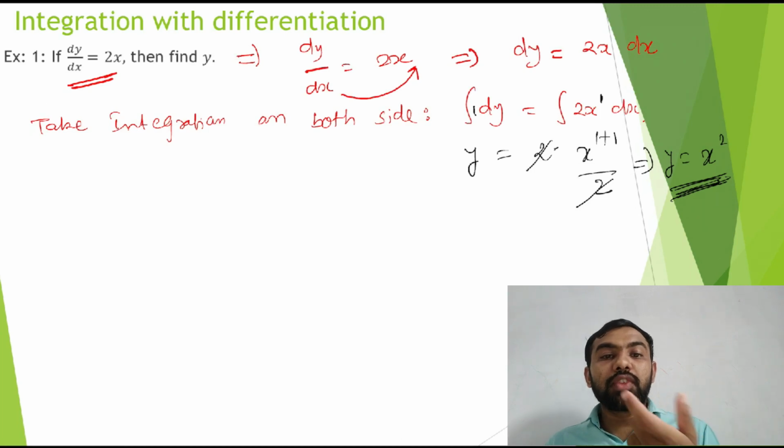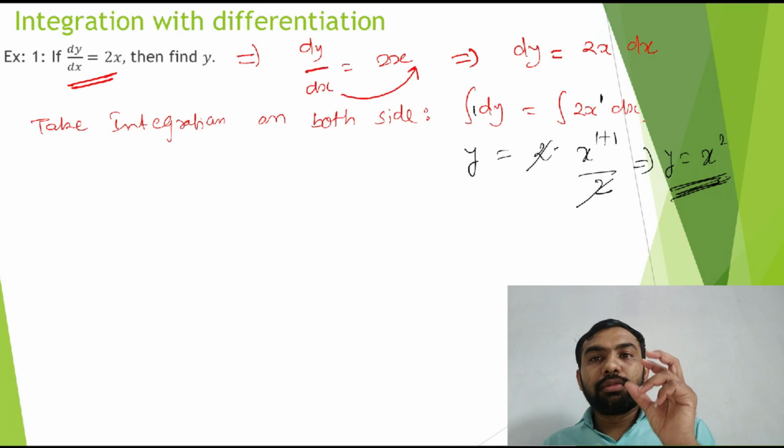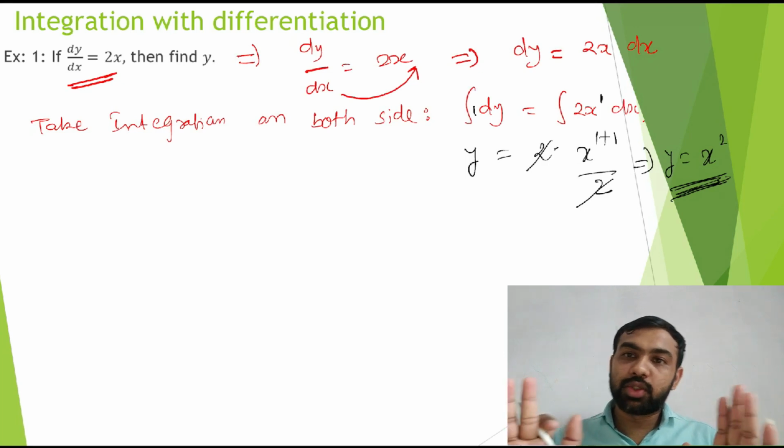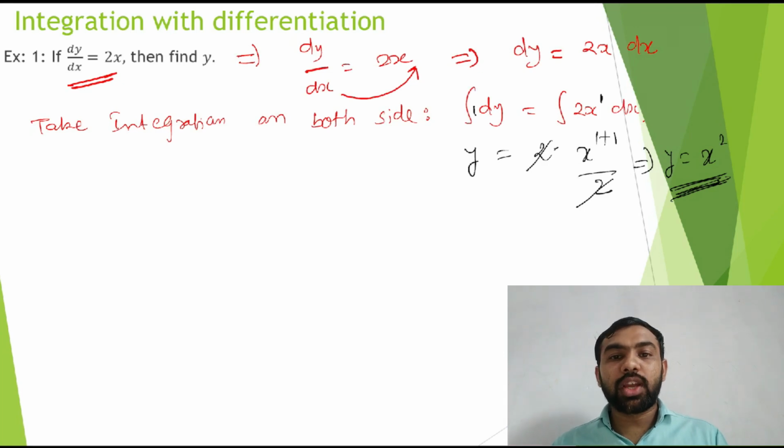So if this type of differentiation form is given to you, then you take similar terms on one side, then take an integration on both sides, and you get the final answer. So this is one method to get the answer. Okay, then after this we go to the next one. Note it.